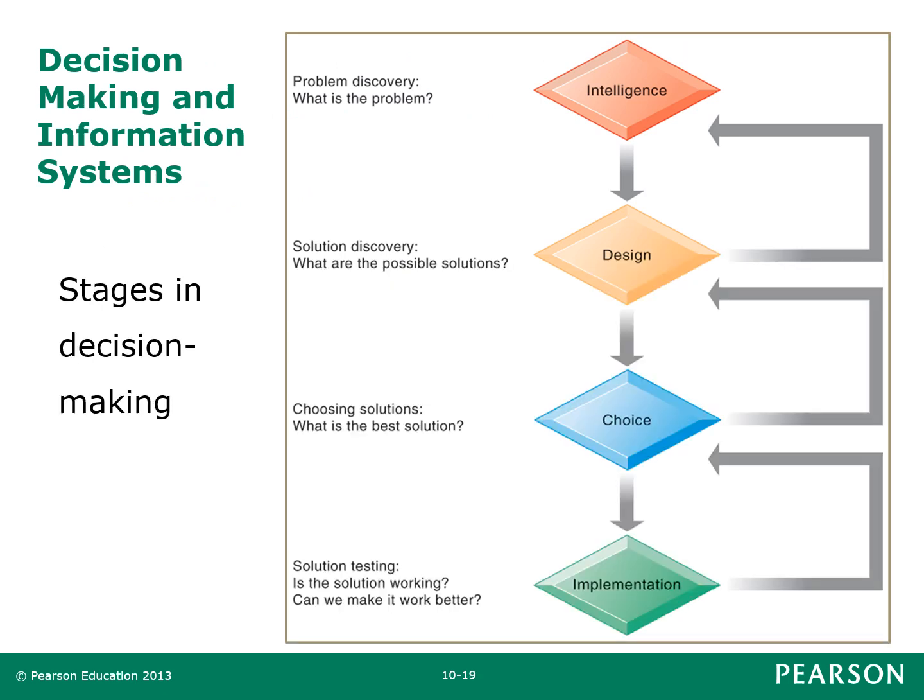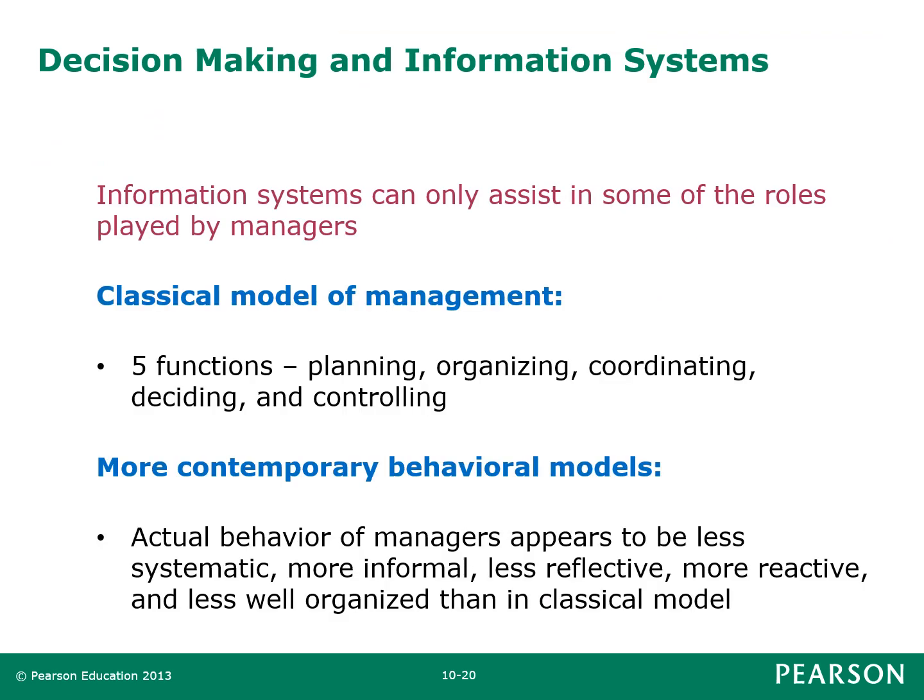What happens if the solution you have chosen doesn't work? This figure shows that you can return to an earlier stage in the decision-making process and repeat it if necessary. This slide discusses the idea that while information systems can support making decisions by providing information and tools for analysis, they cannot always improve on decisions being made.